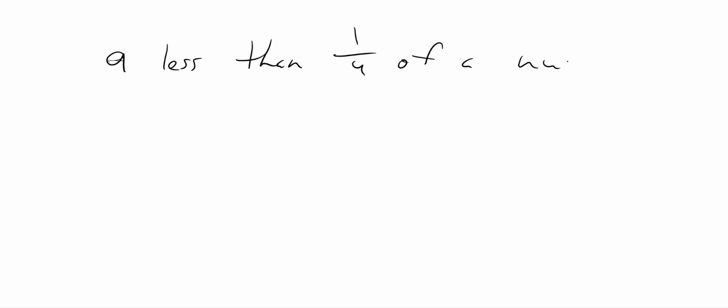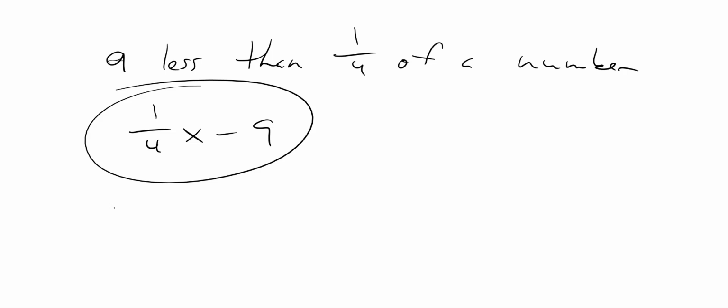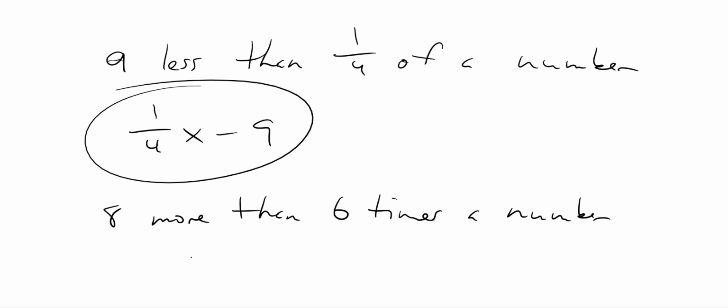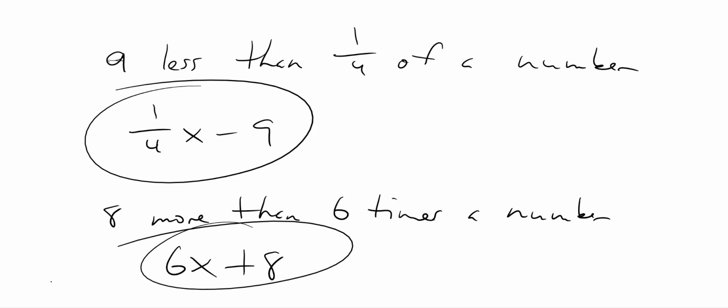So there's a couple more here. If I said 9 less than 1/4 of a number. Okay, what do you say? 1/4 x and 9 less than that. That's your answer. So 8 more than 6 times the number. So here it is, 6x, and it's 8 more than that. Okay? It's pretty easy, guys.